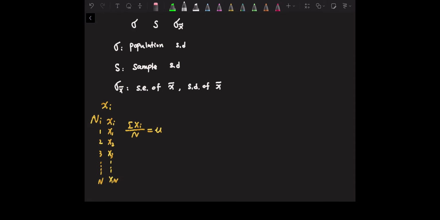Now the population standard deviation measures the dispersion of the values of x from the average. If you can visualize the data like this, this is x, and the average is maybe here. Any point along this x-axis is a value of x, so how the values of x deviate from the average.